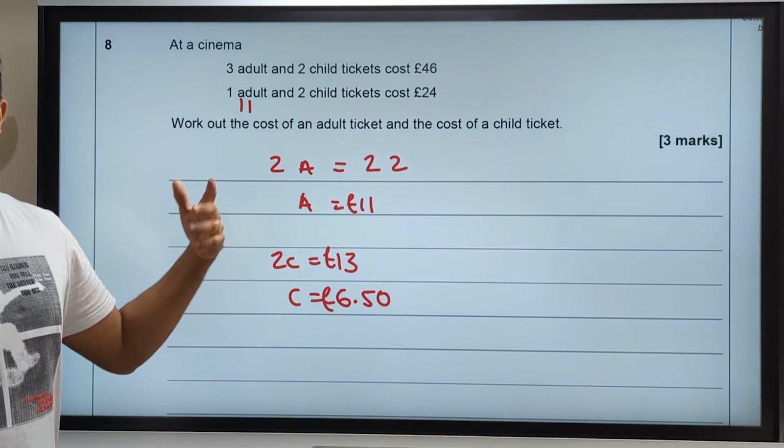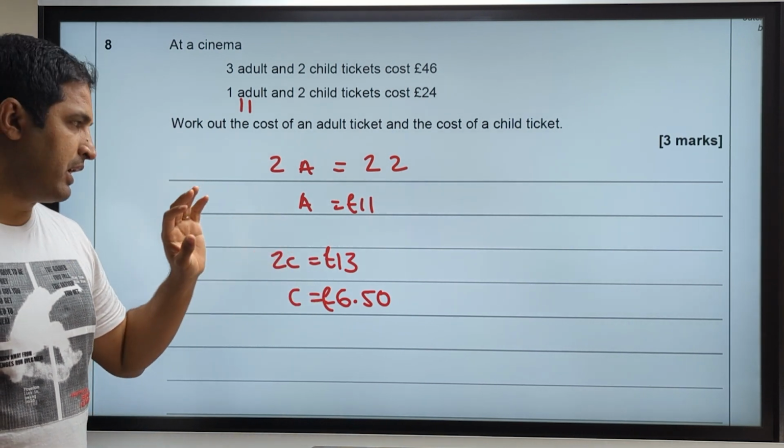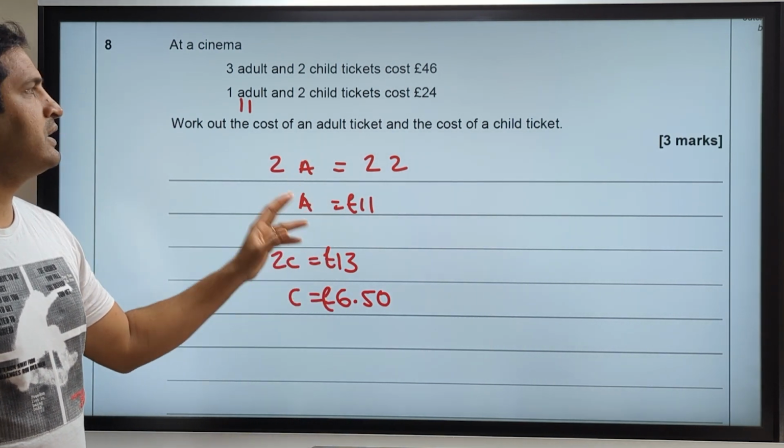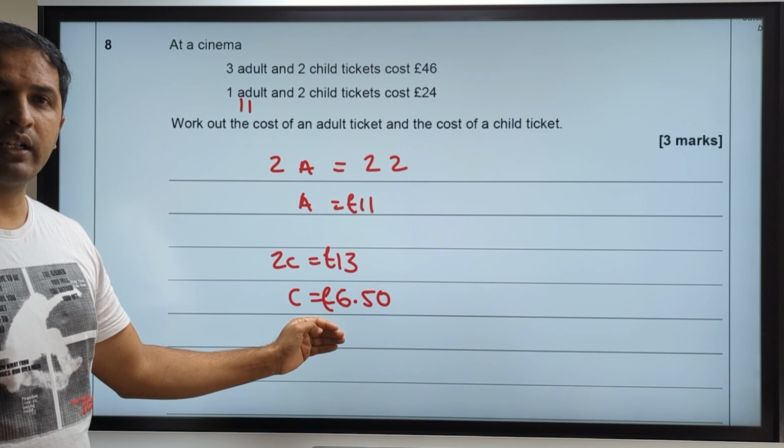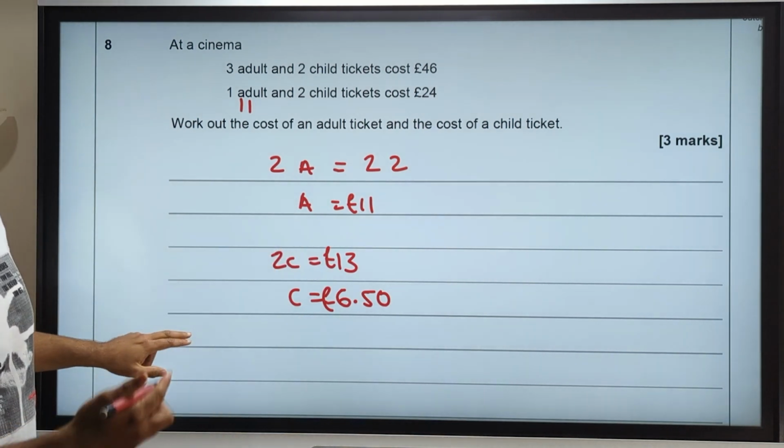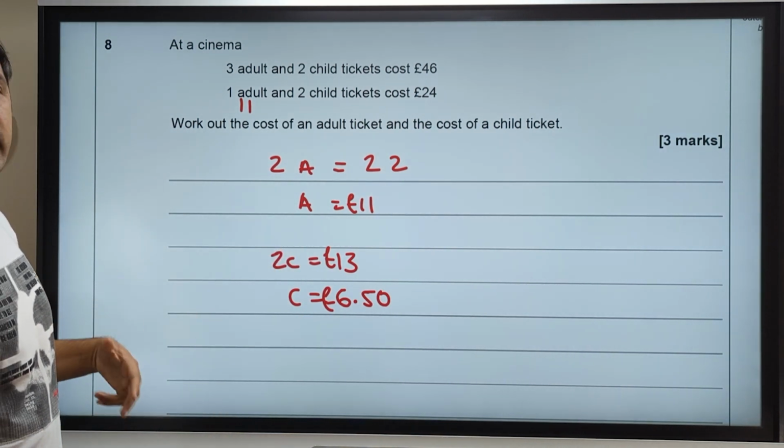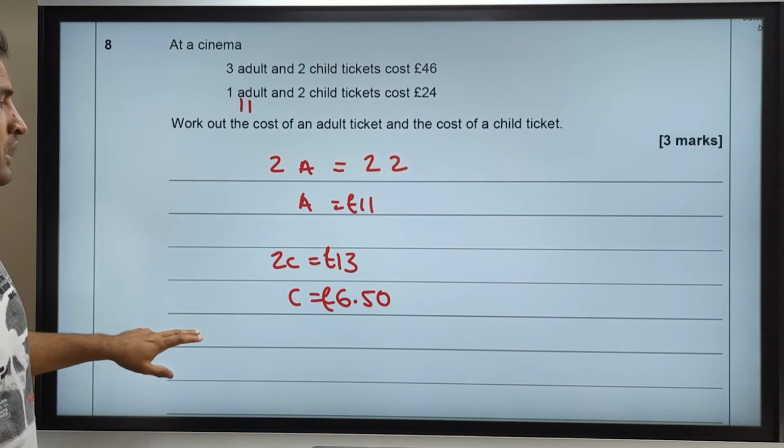Again, you can do it a slightly more complex way, but as long as you get both answers, the adult tickets cost and the child tickets cost, you would get those 3 marks. You don't have to make it more complex than it's supposed to be.